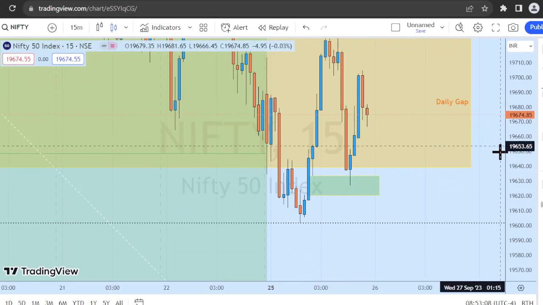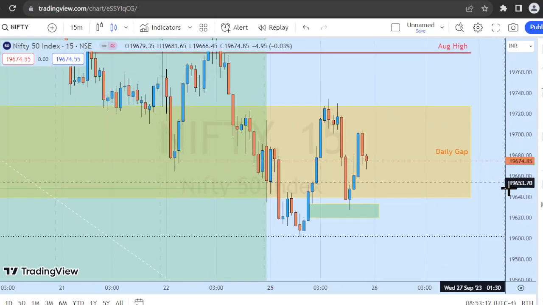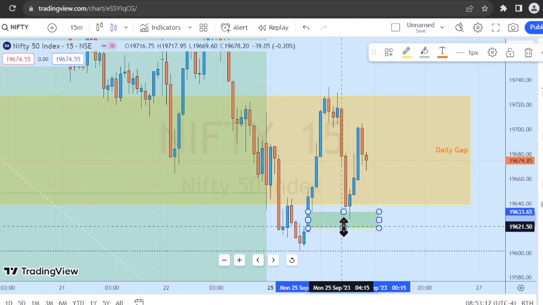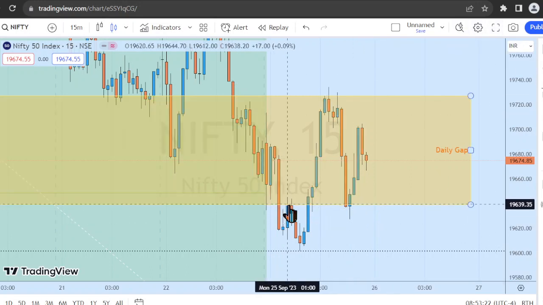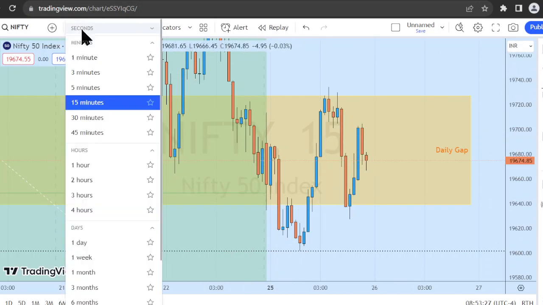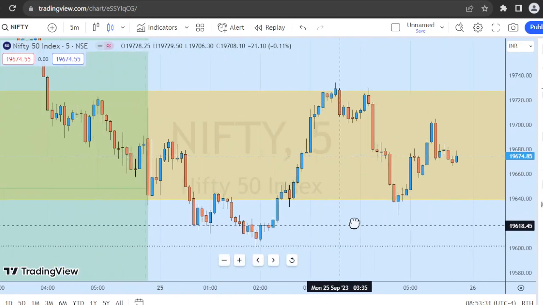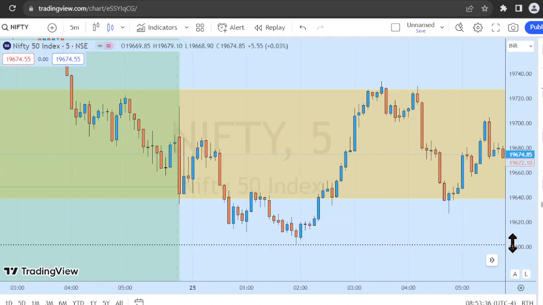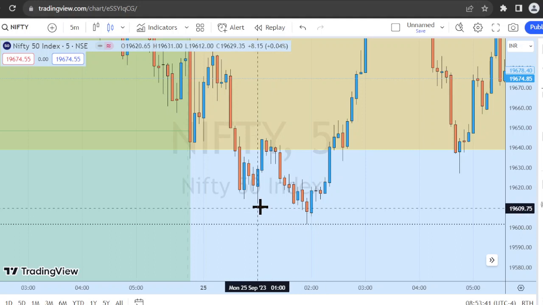That was the entry. And if you would have been aggressive, this was a 15 minutes entry. Let me remove this. Okay, so that was what I'll be looking at on a 15 minutes chart, right? And if you want to get into 5 minutes, this is a 5 minutes chart. So here you go.